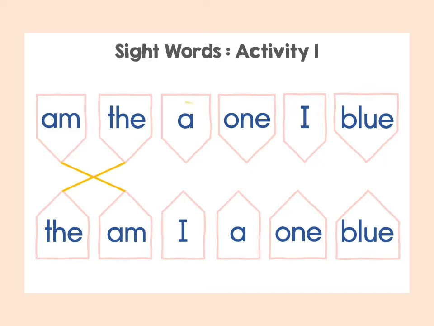Now, can you find the match? Correct. Okay, our next sight word. One. Where is the match? Yes, this is one. How about I? Correct. That is I. Last word, blue. Yes. Great job.